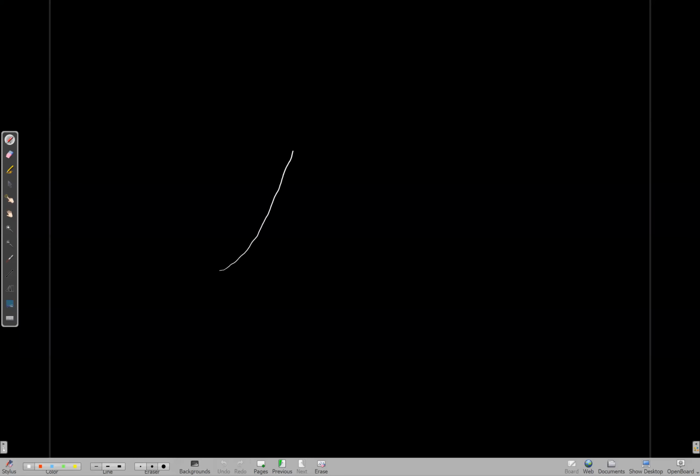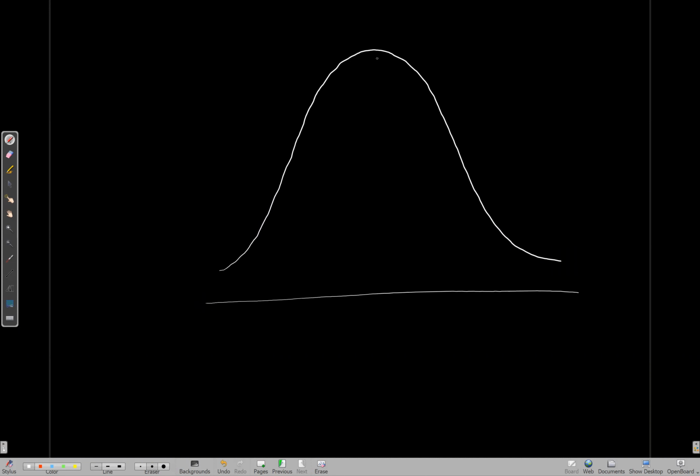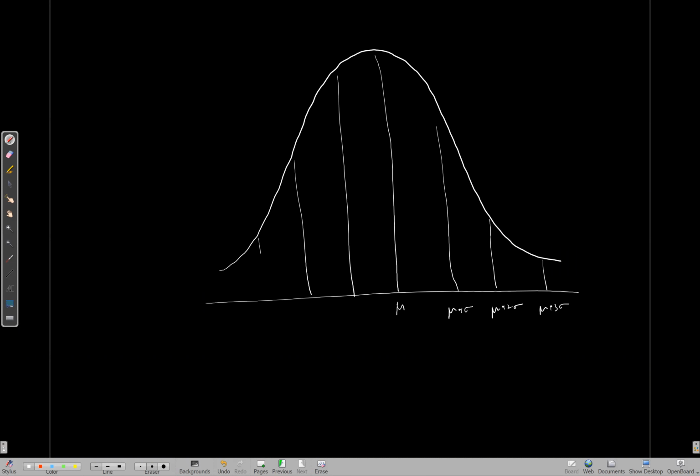the normal distribution, the bell-shaped curve. Right here, mu, and then we have mu plus sigma, and then mu plus 2 sigma, and 3 sigma, like that. And to the left, mu minus sigma, and mu minus 2 sigma, and mu minus 3 sigma. Now there are some values.